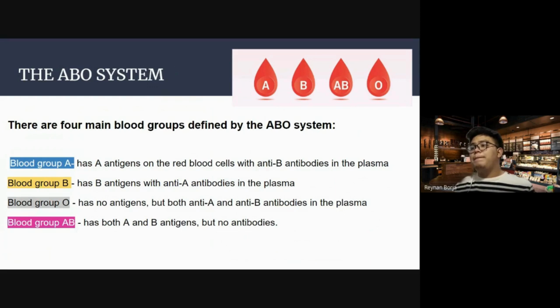So this is just a basic concept of ABO system, and for sure, alam niyo na to, and gusto ko nang i-reiterate para hindi niyo makalimutan. So please, wag kalimutan si ABO system. Kung anong meron kay blood group A, anong wala kay blood group A, or etc. Okay?